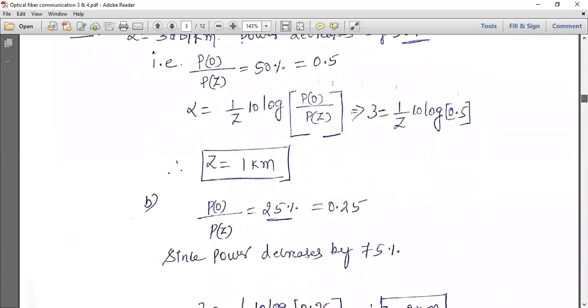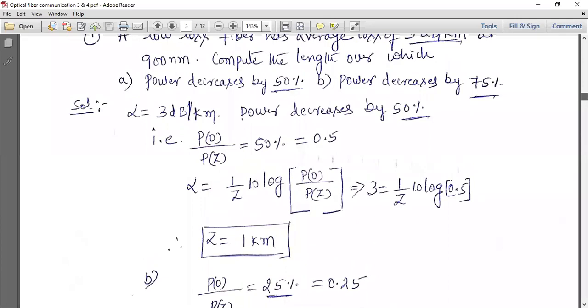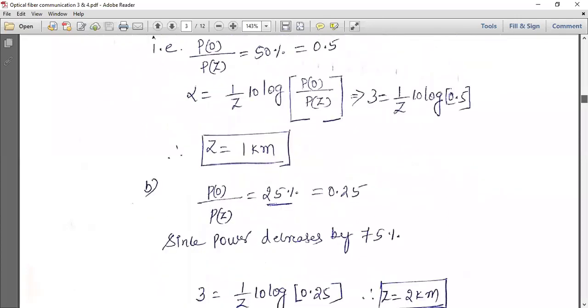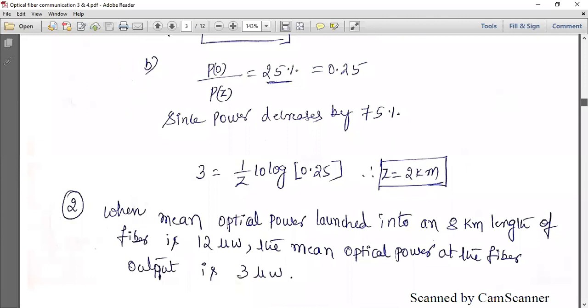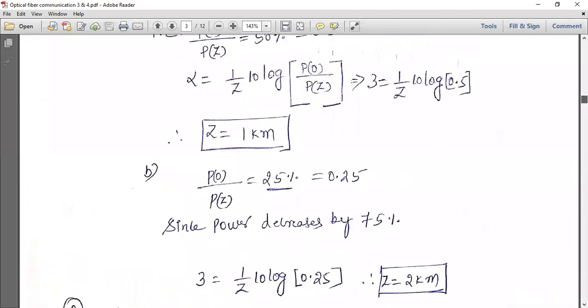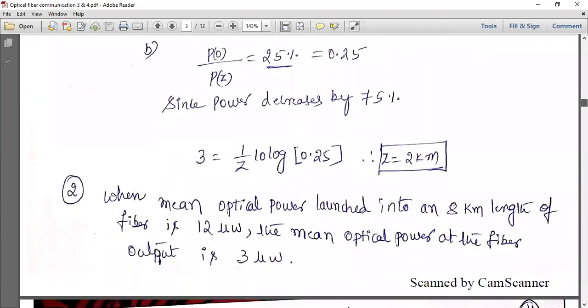The second case is power decreases by 75%. Then you have to find your Z. Power decreases by 75% means the remaining power is 25%, 100 minus 75. If you use that value in your alpha expression, you end up with Z equal to 2 kilometer. That means after 1 kilometer, your signal decreases by 50%, and after 2 kilometer, your signal decreases by 75%.